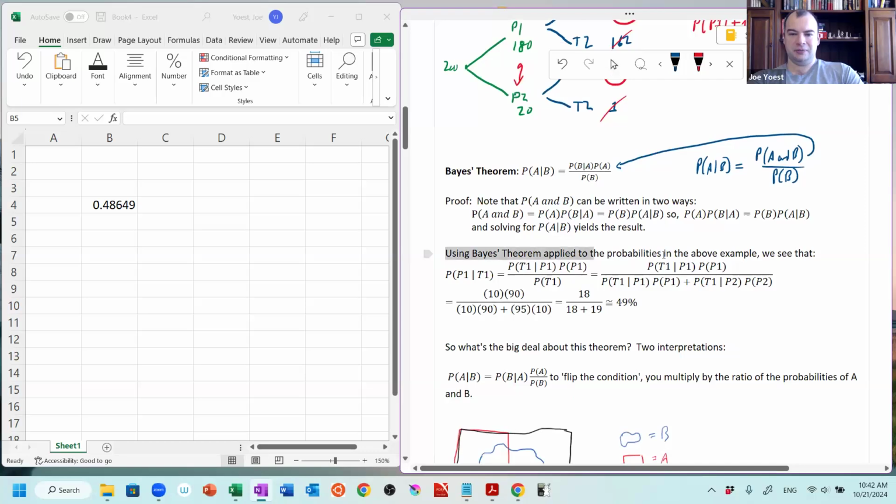And if we use Bayes' theorem and apply it to the probabilities above, what do we see? Probability of plant 1 given type 1 equals, so here plant 1 is A and type 1 is B, so that will be probability of type 1 given plant 1 times probability of plant 1, over probability of type 1.